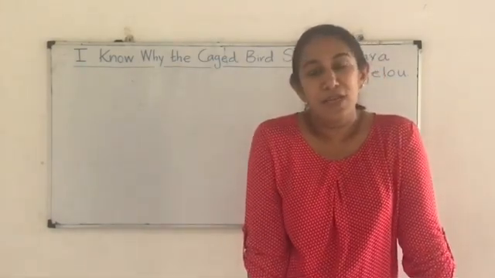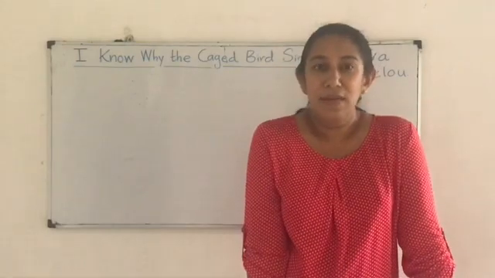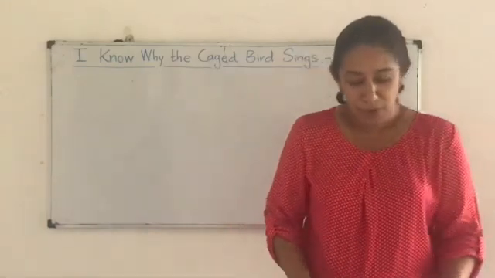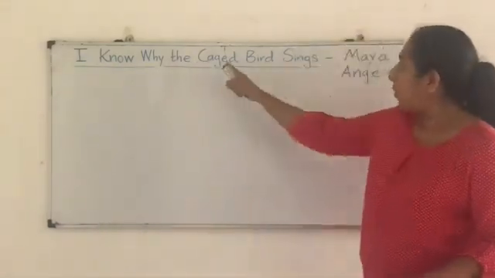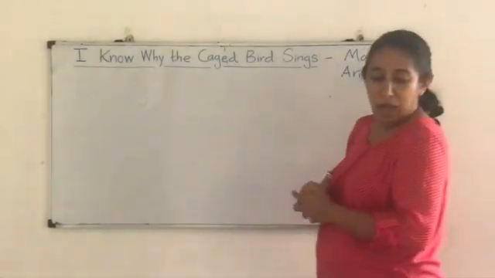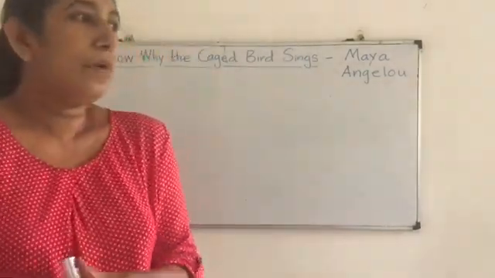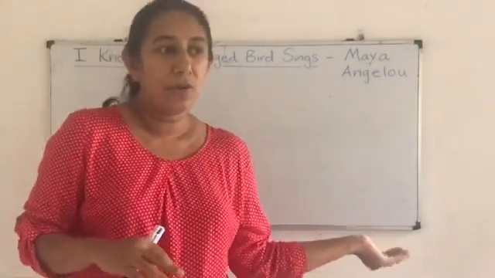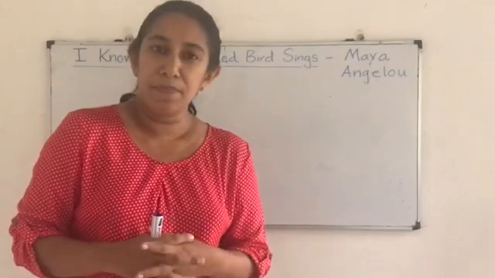Today I thought of starting with the literature syllabus set for the grade 11 students. So I'm going to start with the first poem in the syllabus for grade 11. That's I Know Why the Caged Bird Sings by Maya Angelou. I suppose before we start the poem, I should give you some information about the poetess Maya Angelou and about the background of this poem as well.